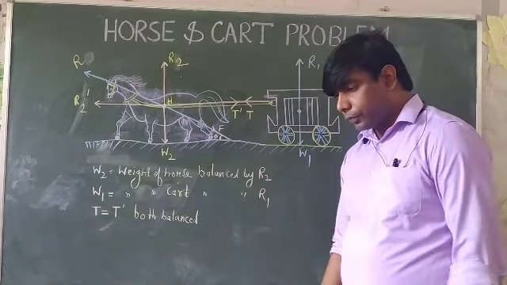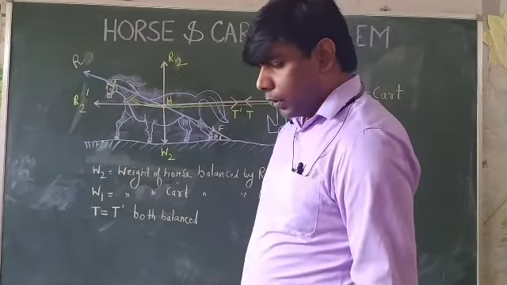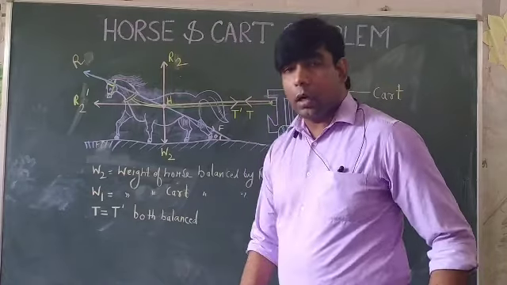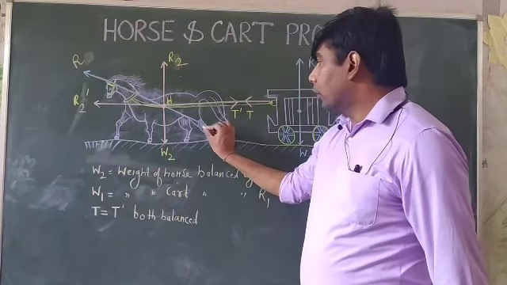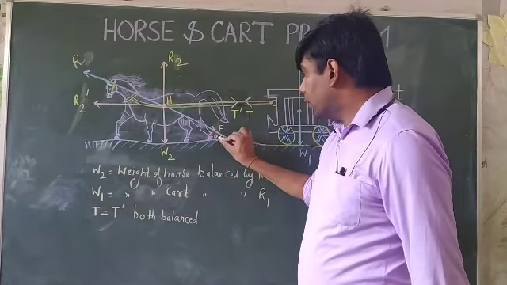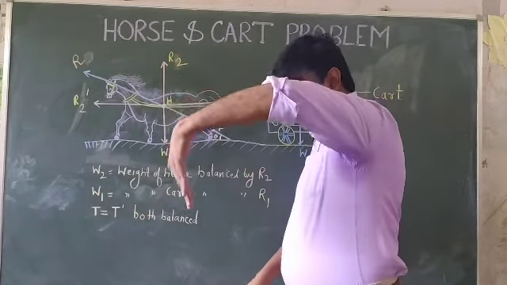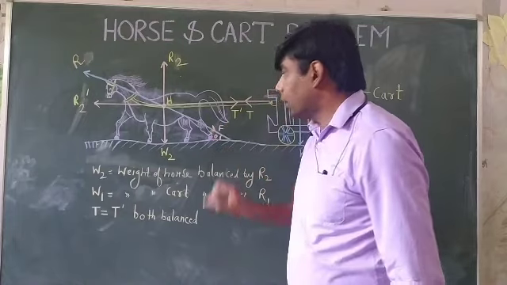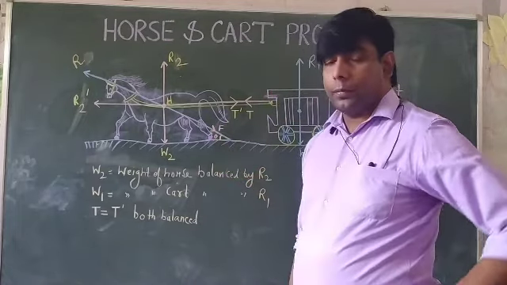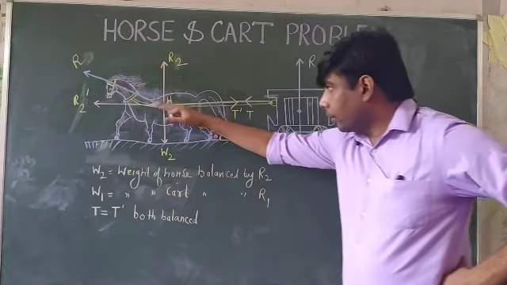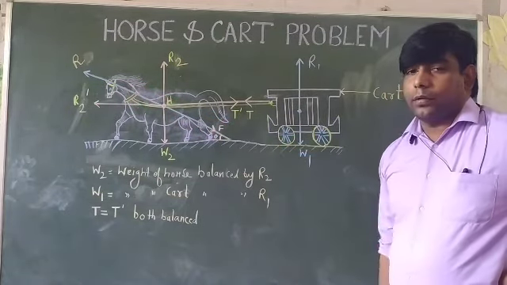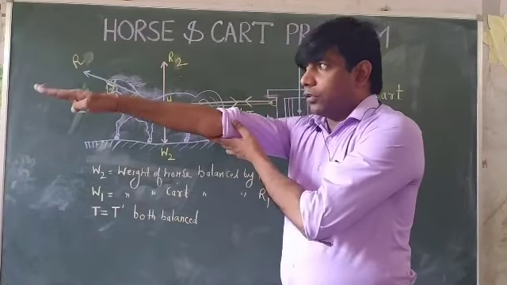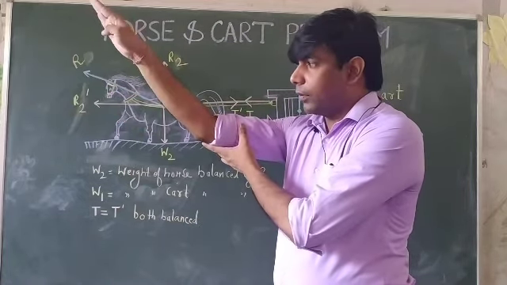Now see what happens. Whenever the horse moves, it pushes back the ground with a force. When the horse is moving, it is pushing back the ground with a force F. It is making some angle theta, which means the horse is applying force on the ground at an angle theta. It is not slipping there, that is, its leg is not parallel to the ground.